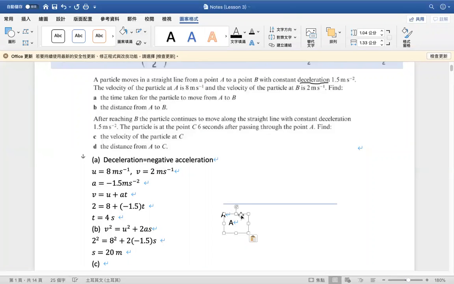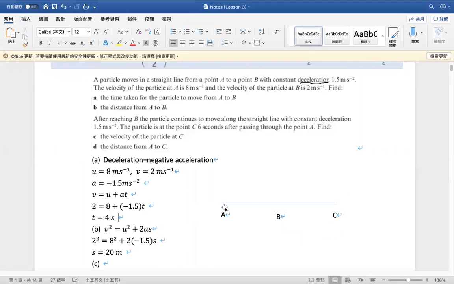Okay. So then we have a point B at the middle, and then we have another point C. So we have 3 points here. The last sentence here means it takes 6 seconds for the particle to go from A to C in total. Okay. And then you will find that the result in A is useful, right?